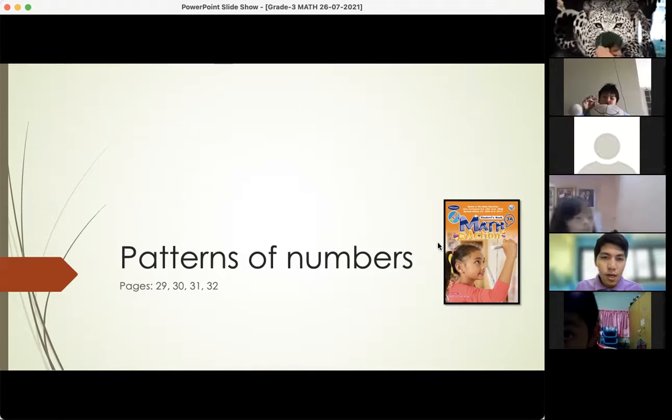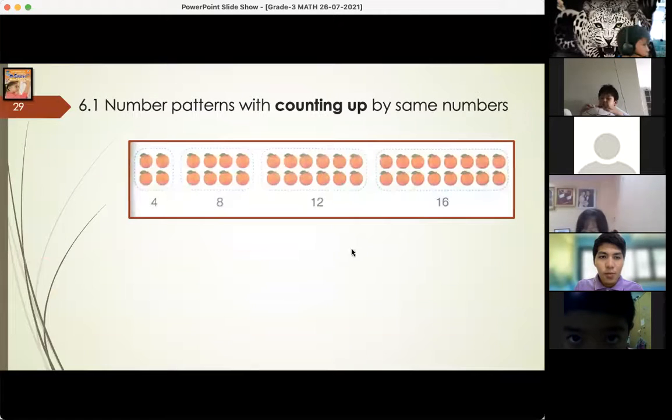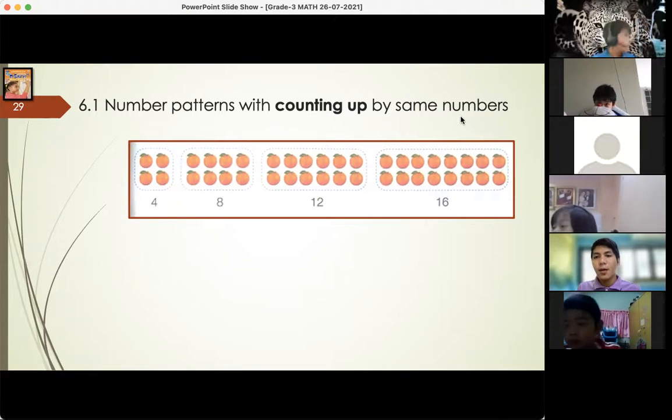All right. So today we are going to talk about patterns of numbers. Again, patterns of numbers. This will be found on pages 29, 30, 31, and 32. What is patterns of numbers? Let me show an example. Example number 1, number patterns with counting up by the same numbers.